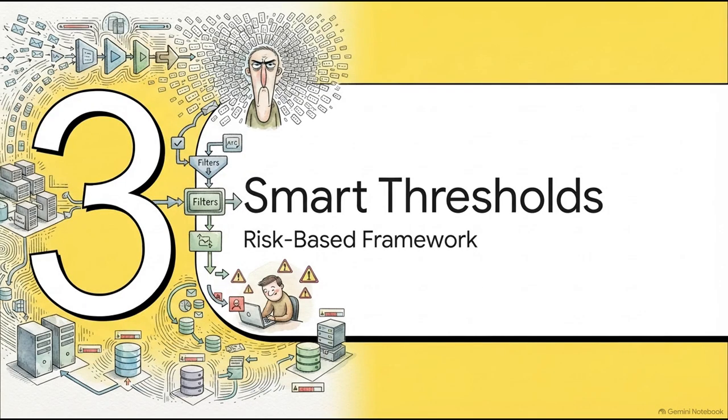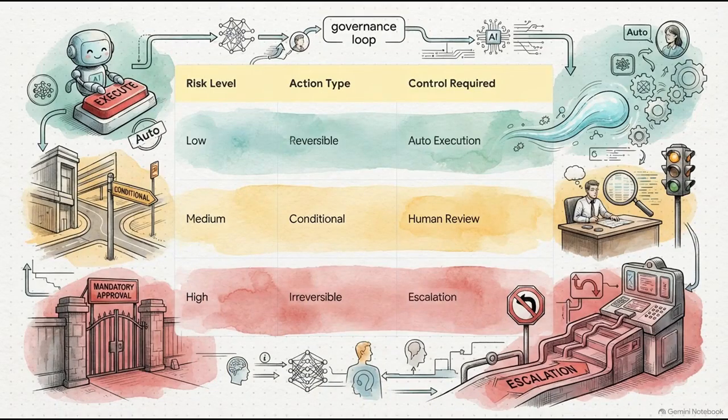Let's move to Section 3, setting smart approval thresholds. Because, let's be real, routing every single tiny decision to a human is just a recipe for system failure and a terrible user experience. You really need a framework based strictly on risk. Picture a simple mapping to guide your architecture. If an AI action has a low consequence and it's easily reversible, just let it run. Rely on automated or bounded execution.